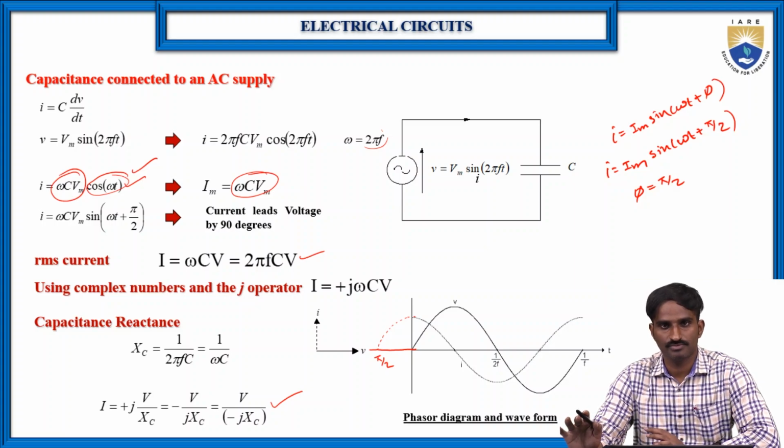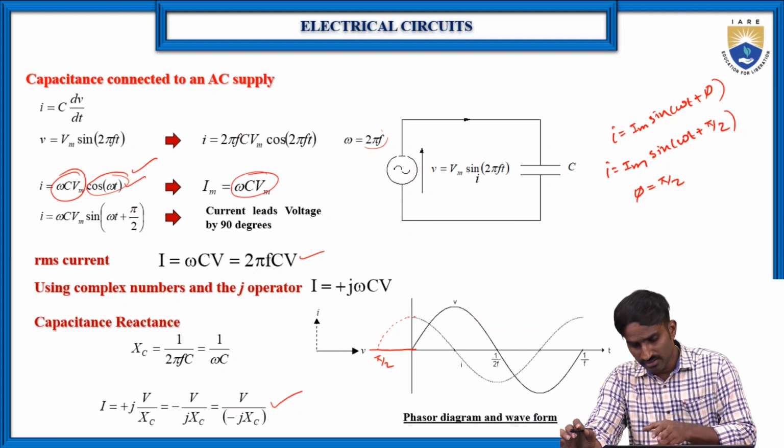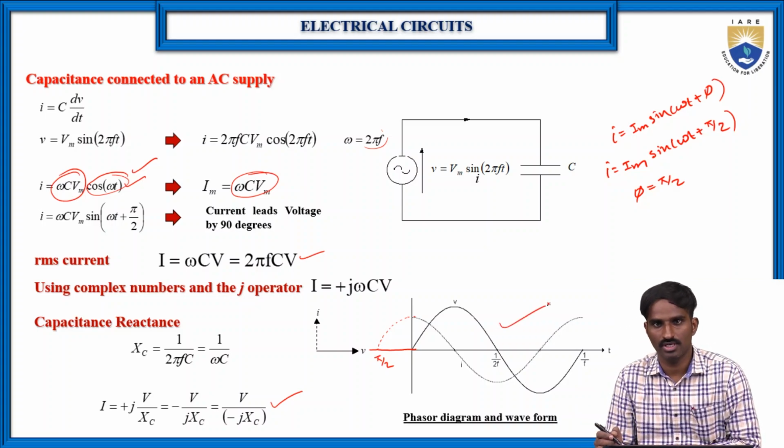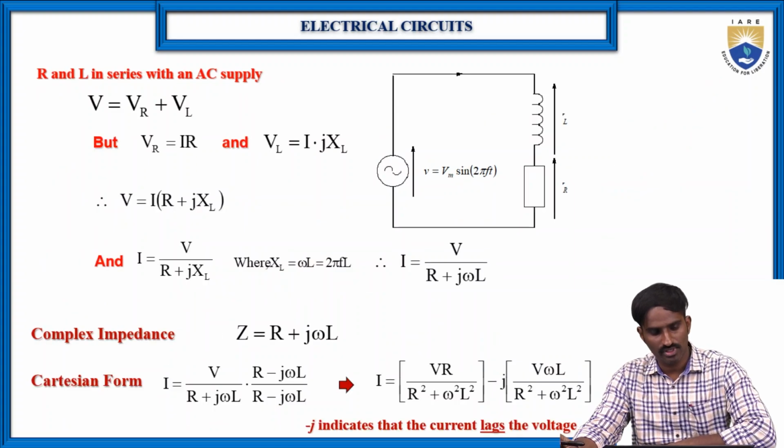So here, same as in the inductance, in the capacitance there is a concept of capacitive reactance. This can be represented as XC. So this XC is equal to 1 by 2 pi F into C, right? Or in other words, 1 by omega C. That is the capacitive reactance. Then this is the phasor representation, which is also very important. Then coming to the next concept.